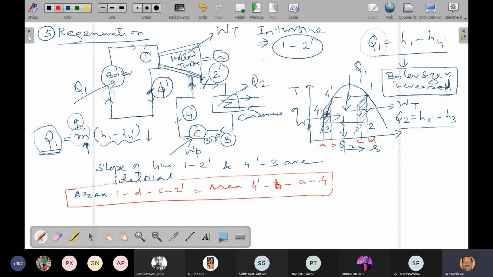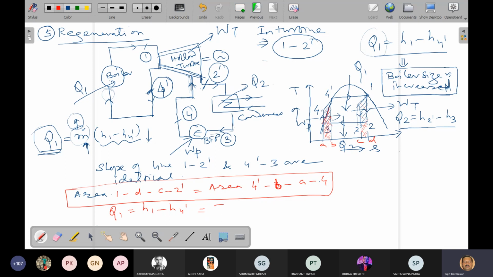Basically, what I mean to say is that this total area and this total area are same. So this complete area and this complete area are same. So here we can write down, already we know what is Q1. Q1 is equal to H1 minus H4 dash. So we can write it this way also.